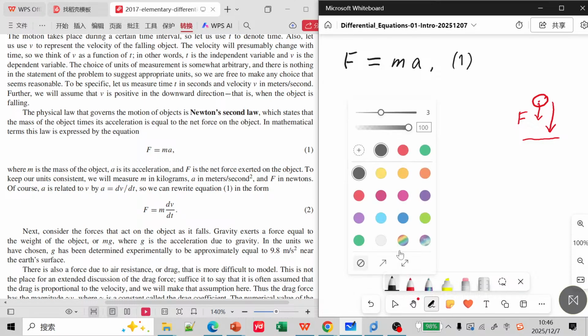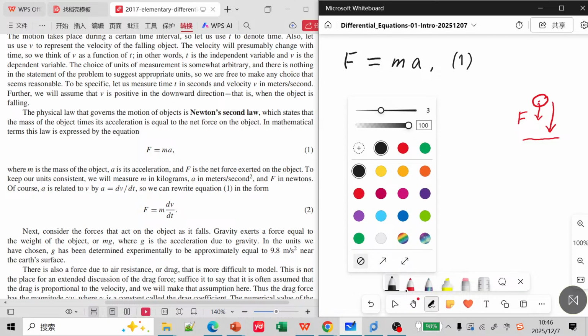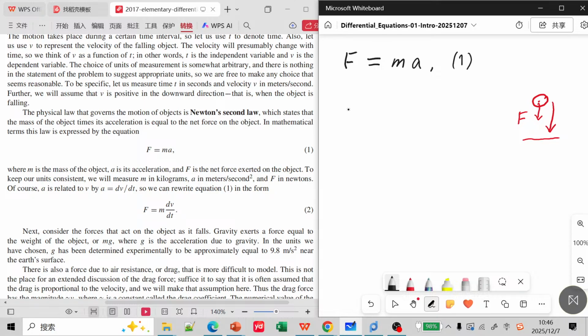Let's write it. The second formula or equation: F equals m dv over dt. This is the second formula, because a is equal to dv over dt, the derivative of v with respect to t.